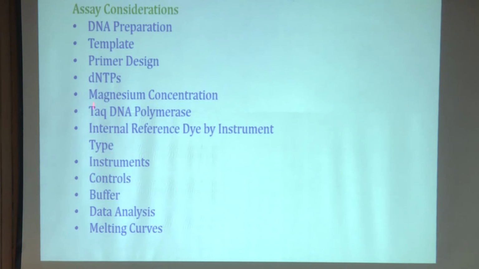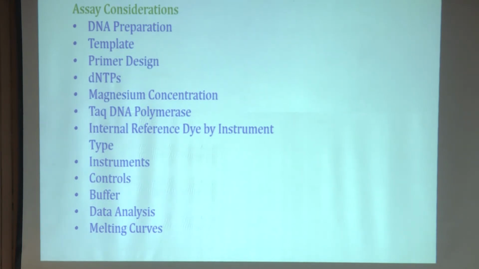And then again, dNTPs, magnesium concentration, Taq polymerase, and internal reference dye by the instrument type. Which instrument you are using, what is the internal standard they want you to use. Sometimes you have to use a different chemistry like ROX as an internal standard, so that your baseline fluorescence is normalized, and you know the starting point from which the SYBR green fluorescence is measured. And of course, the instrument also is important.